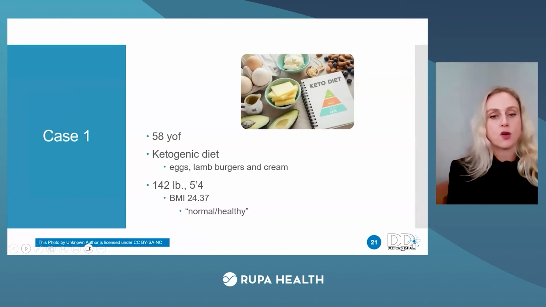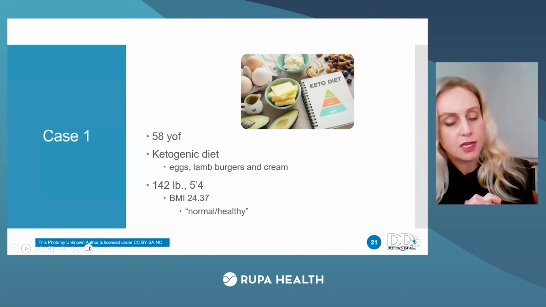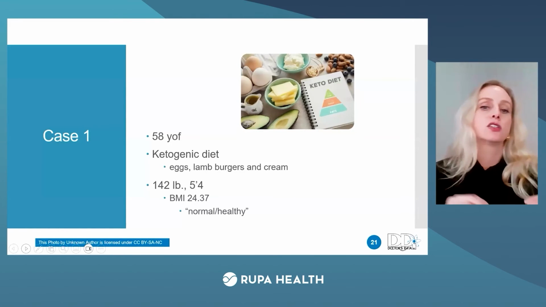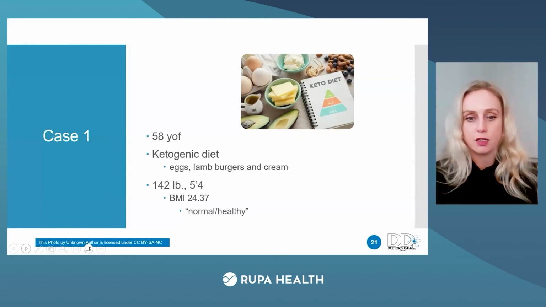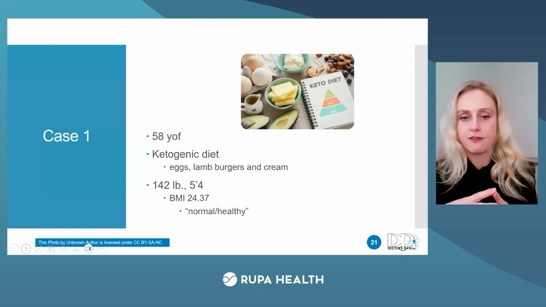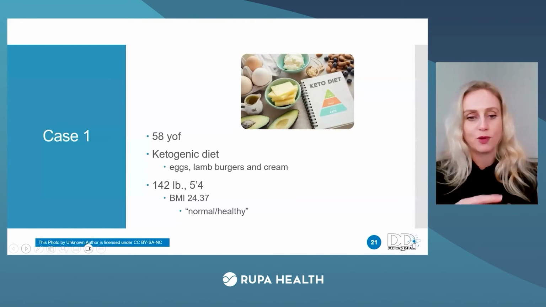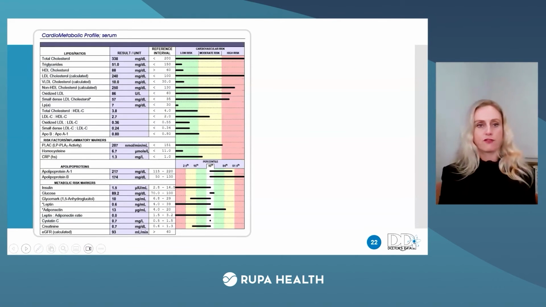All right. So our first case is going to be a 51-year-old female. This woman is on a ketogenic diet and she's consuming eggs, lamb burgers, and cream primarily. Currently 142 pounds, 5'4", BMI is 24.37, so this is normal. Let's take a look at her profile here.